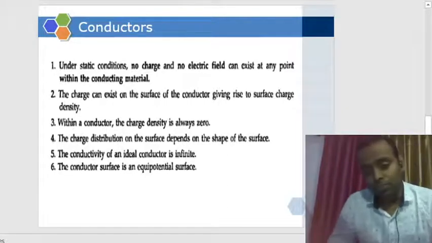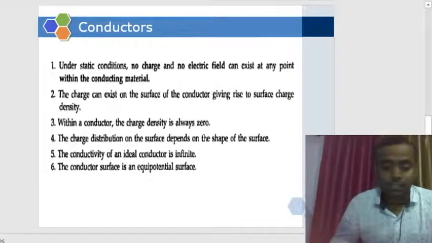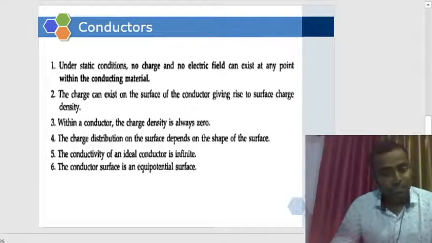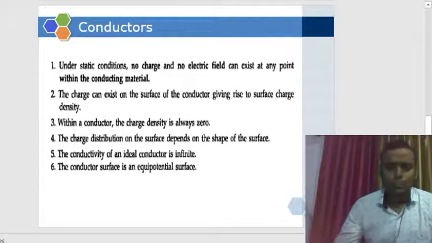Conductivity, yes of course, ideal conductor की conductivity कितनी? Infinite. Fine. So what is the best conductor which we are having? क्या होता है best conductor?